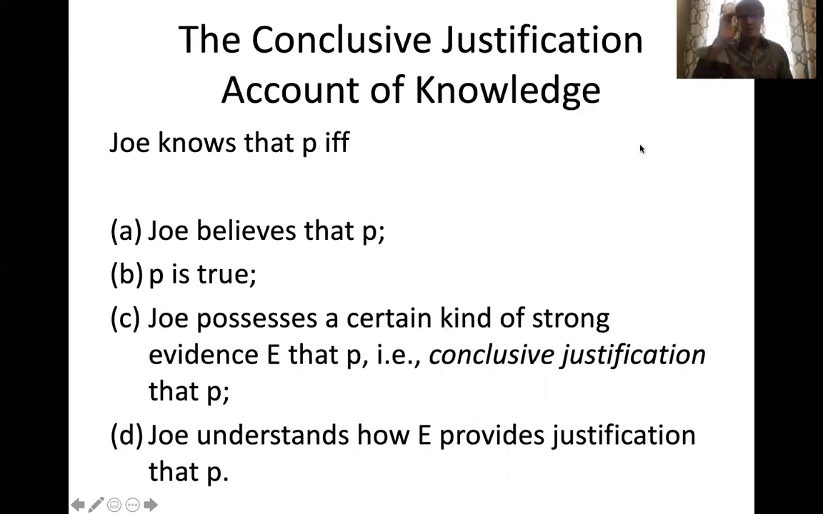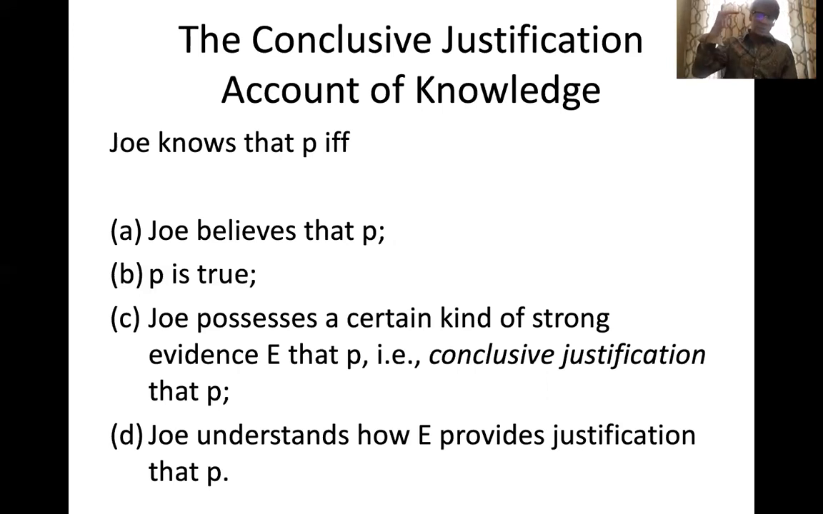So let's talk about the conclusive justification account of knowledge. The idea here is that this is just justified true belief where justification is conclusive justification, not just the weaker justification like we looked at a moment ago. So Joe knows that P if and only if Joe believes that P is true. These are the conditions from justified true belief. Joe possesses a certain kind of strong evidence E that P, i.e. conclusive justification that P. And there's an additional condition here: Joe understands how E provides justification that P.